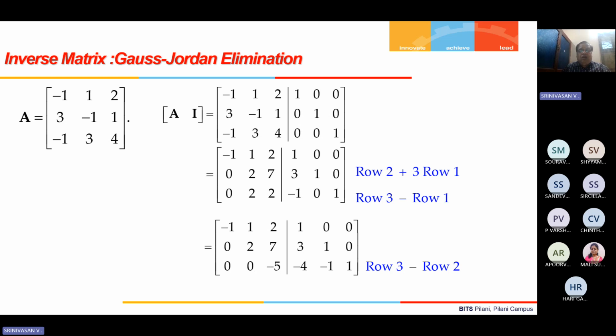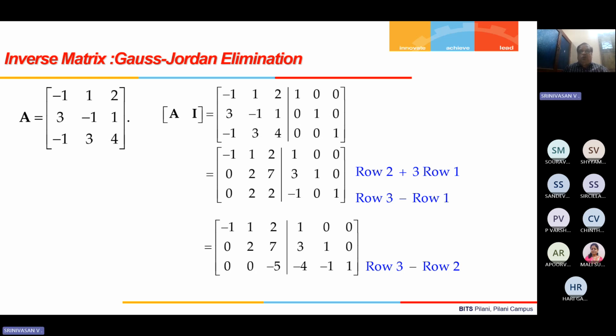So 3 plus 3 into minus 1, 3 minus 3 is 0. Minus 1 plus 3 into 1, minus 1 plus 3, 2. 1 plus 3 into 2, 1 plus 6, 7. And you have to do it on the right hand side also. Don't forget: 0 plus 3 into 1, 3. 1 plus 3 into 0, 1. 0 plus 3 into 0, 0.